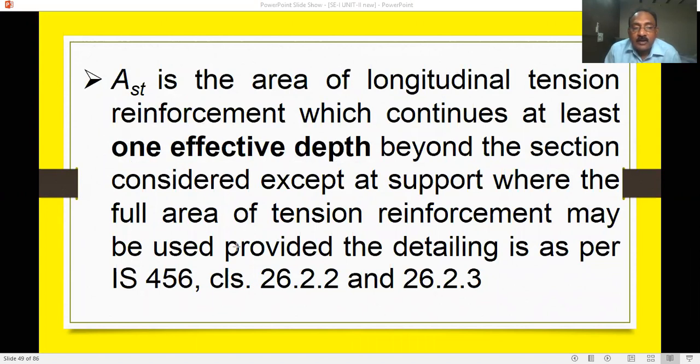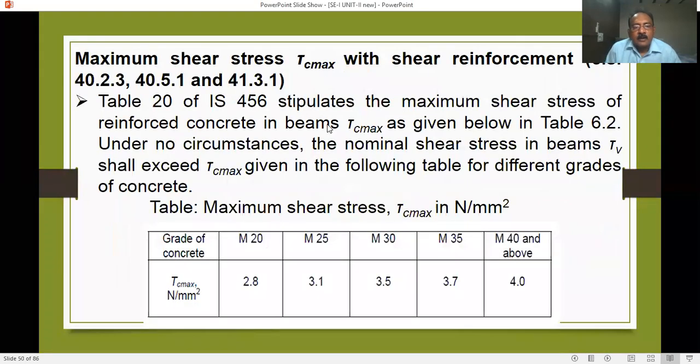See, I will read once again. You must remember this one. AST is the area of longitudinal tension reinforcement which continues at least one effective depth behind the section considered, except at support where the full area of tension reinforcement may be used, provided the detailing is as per IS 456. Okay, so this is one effective depth. I will show the figure also next class.